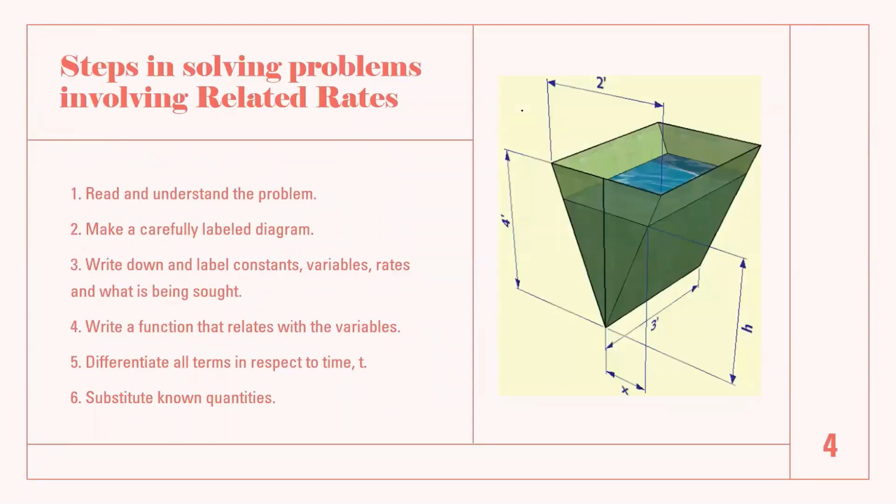So first, we're going to read and understand the problem. Second is we're going to make a carefully labeled diagram. Third is we're going to write down and label constants, variables, rates, and what is being sought. Fourth, we're going to write a function that relates the variables. Fifth is we're going to differentiate all terms in relation to time, t, or shall I say in respect to time, t, then we're going to substitute known quantities.